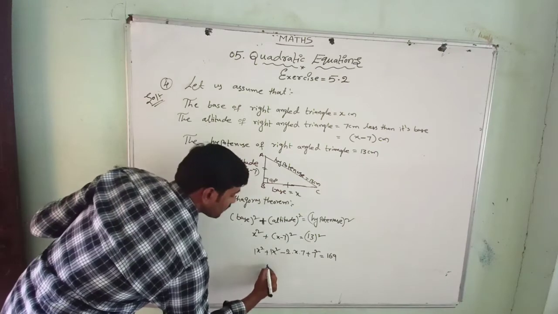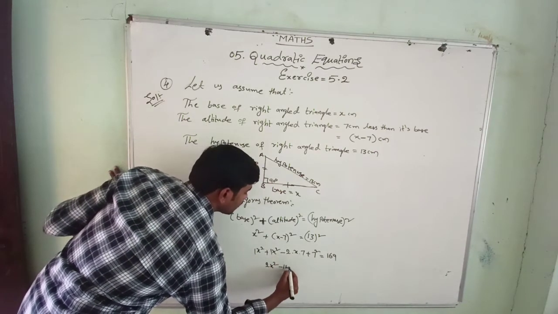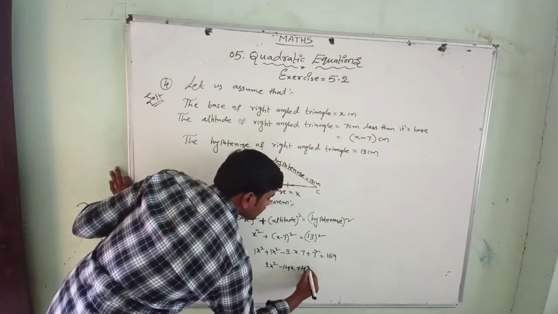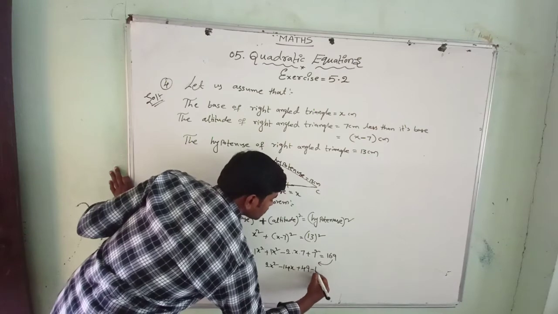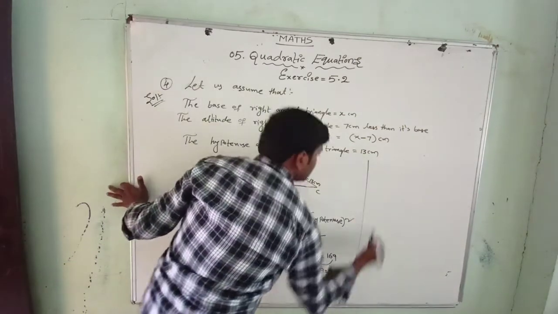x square plus x square, that is 2x square, minus 2 into 7, minus 14 into 8, that is minus 14x, plus 7 square is 49. This 169 you transfer this side, that is minus 169 equal to 0. Now let us factorize this.